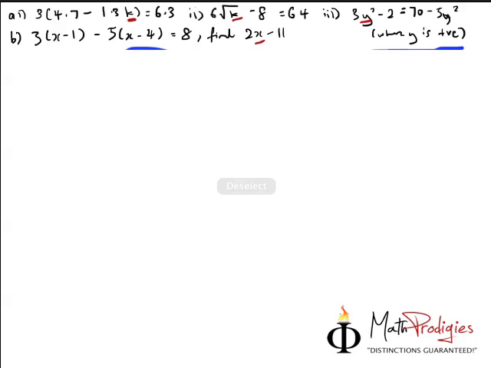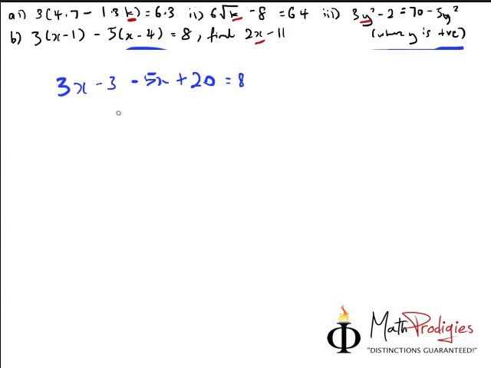Okay, so let's do this. It says over here 3(x minus 1) minus 5(x minus 4) equals 8. Find 2x minus 11. So we don't know what he's actually asking for. So let's just try this, okay? So 3(x minus 1), we open this up. What do we get? We get 3x minus 3. Be careful of your signs. Minus 5 times x gives you minus 5x. Minus 5 times minus 4 gives you plus 20, equals 8.